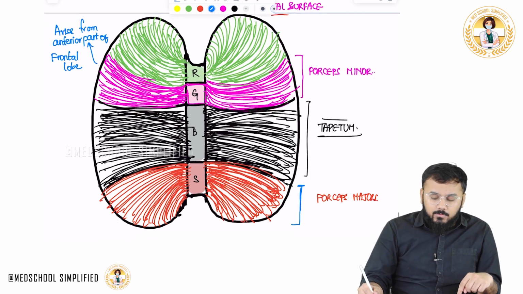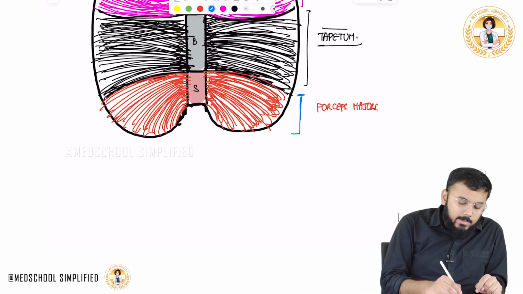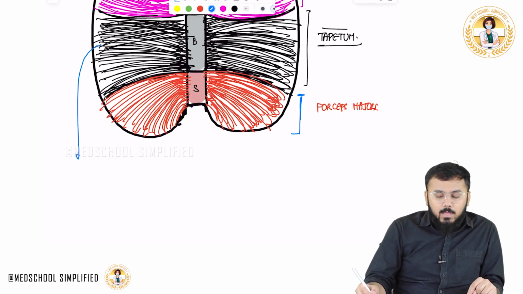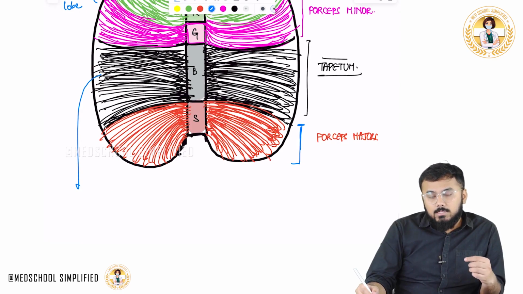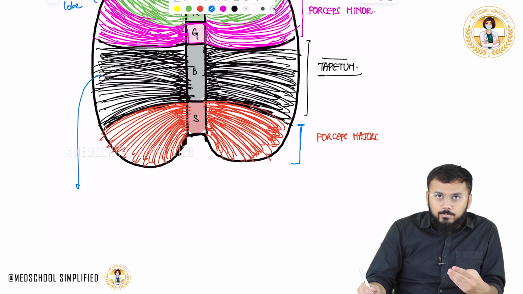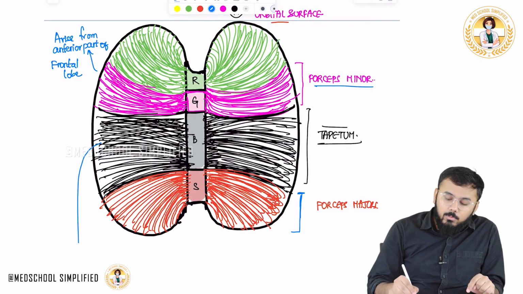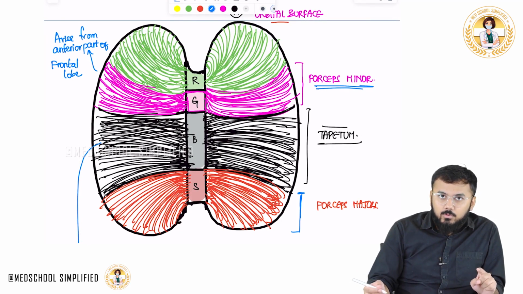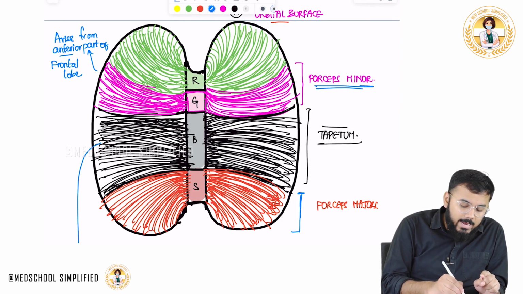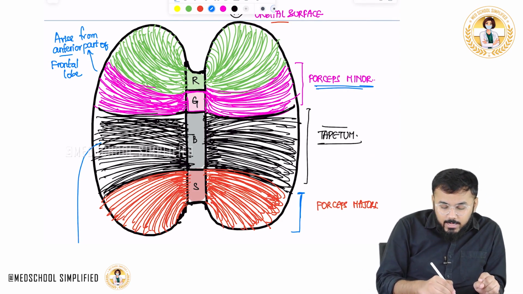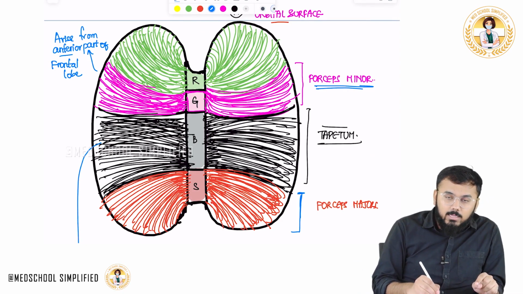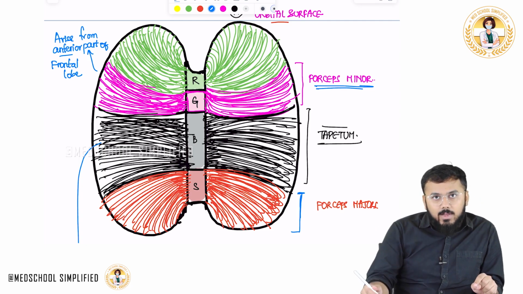Okay. Now if someone asks you about the tapetum, from which surface and how is the tapetum formed? How did I tell you about the forceps minor? The fibers of the forceps minor started all the way from the anterior part of the frontal lobe. They came to the center and formed the genu, and again they fanned out.